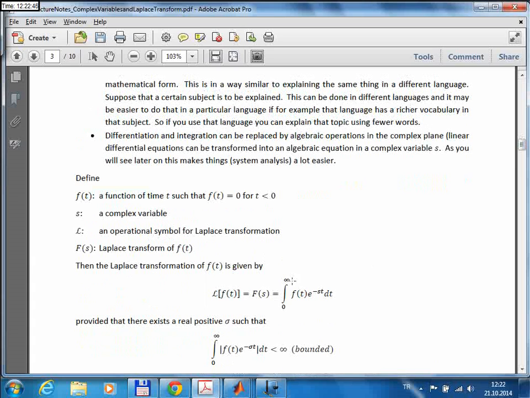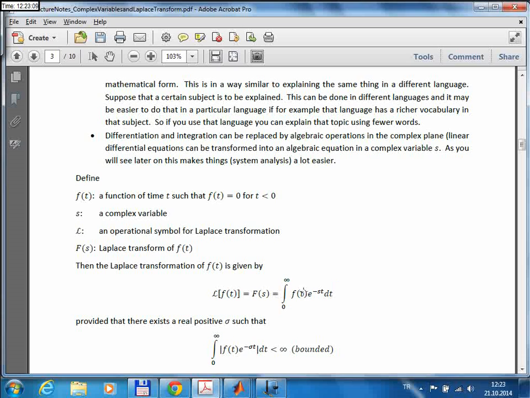You take that function and you put it into this function. So this is your original function. You take that function, multiply that with this term, e to the power minus st, where s is a complex variable, and you take the integral of this function from 0 to infinity. So this is the one-sided Laplace transformation.